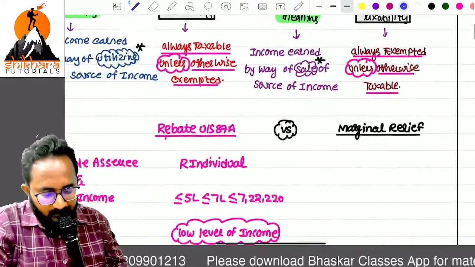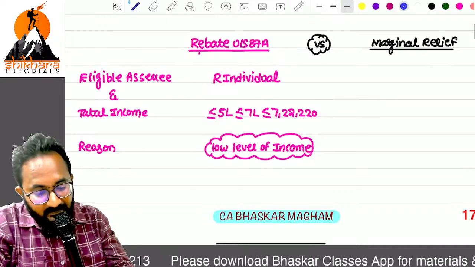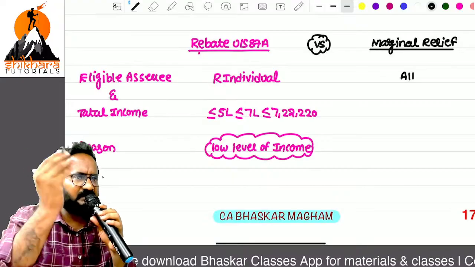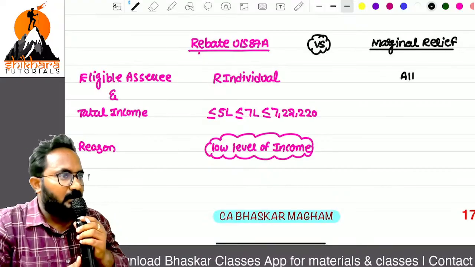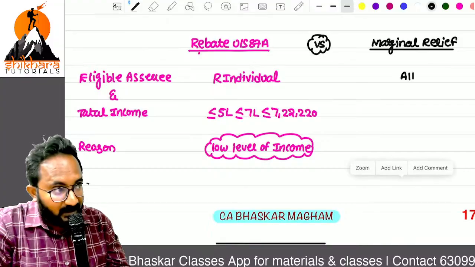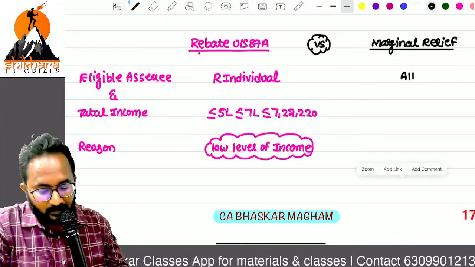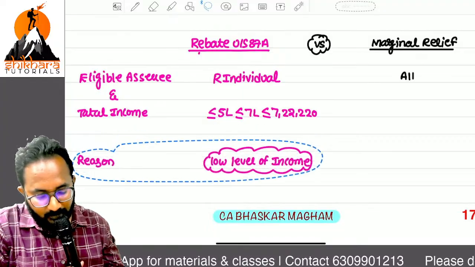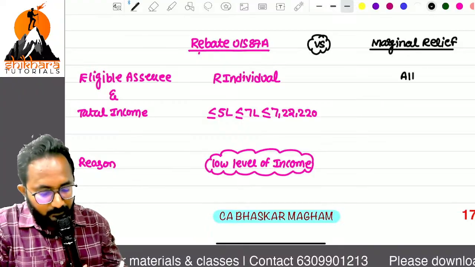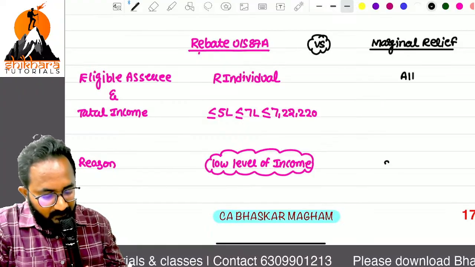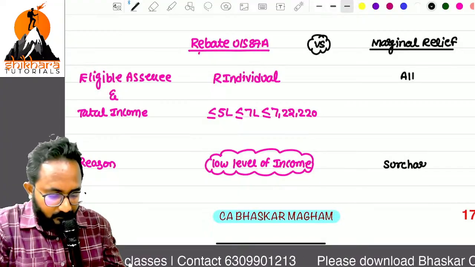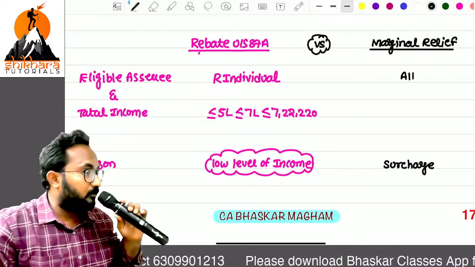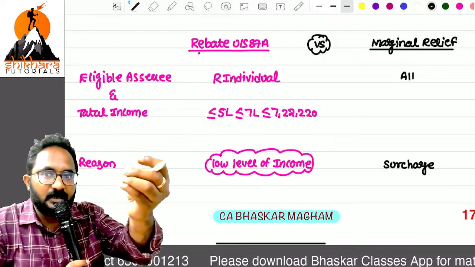Now I can write it down. Eligible SSEs are whom? All. Not only individuals, every SSE is eligible for marginal relief. Sir, is total income eligible for that marginal relief? I will tell you the simple thing. Because of which reason? Surcharge. Because of the surcharge levy only you are getting the marginal relief.